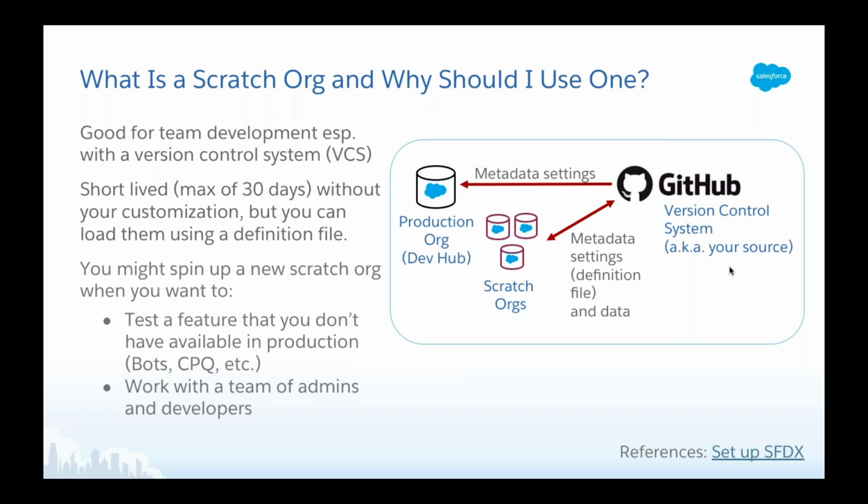But scratch orgs are dedicated, configurable, and short-lived, up to 30 days, Salesforce orgs. And by default, they're blank versions of your org without any of your customizations. But you can load your customizations using a definition file when you create your scratch org. So they can have configurations, or they might not. Once you've created the scratch org, you can load them with your configuration files, as I said, and then you can choose to load up some test data if you want. And then you push all of that to your version control system in the form of a package, and then you can deploy that package to your production org.